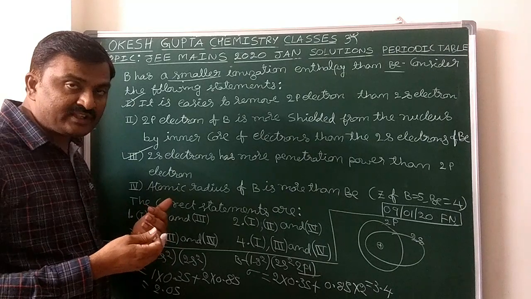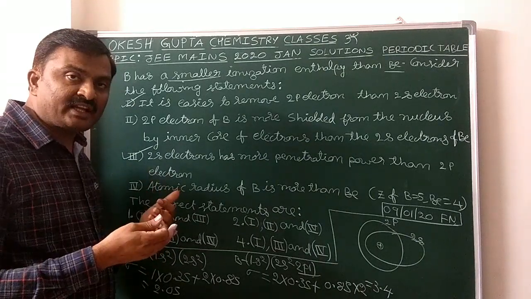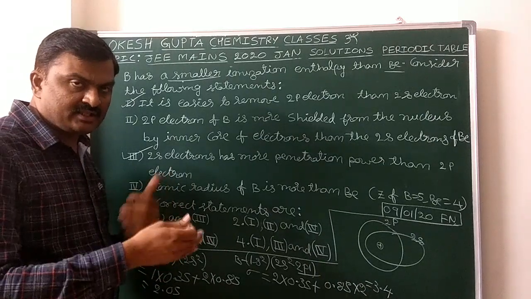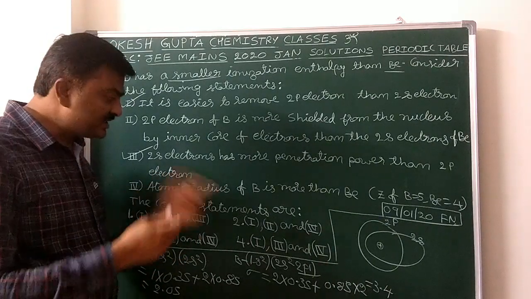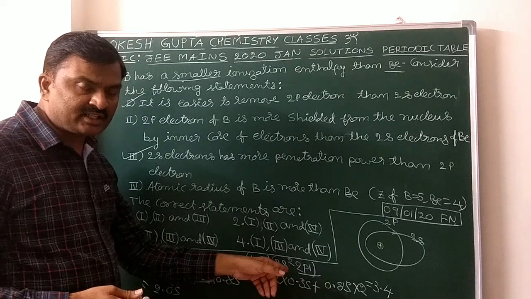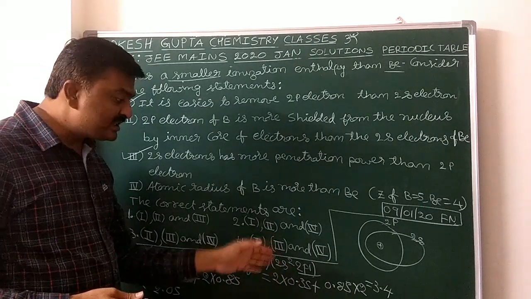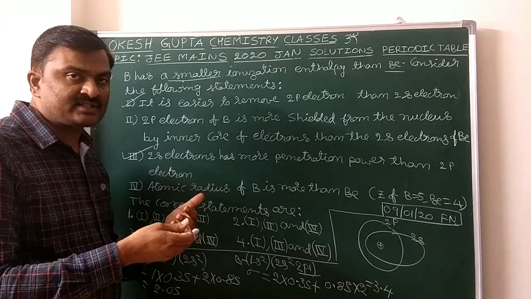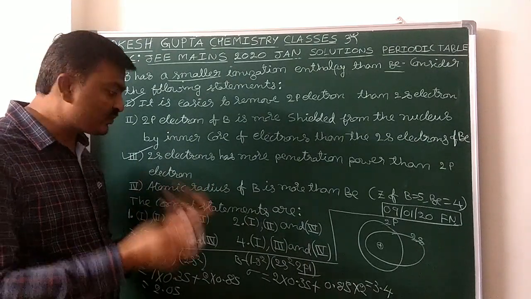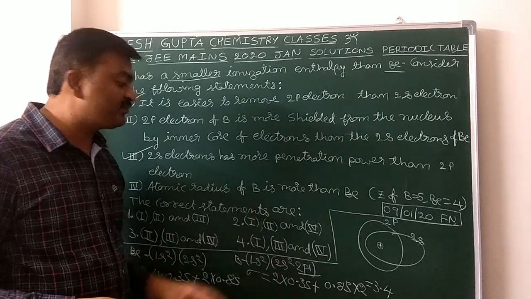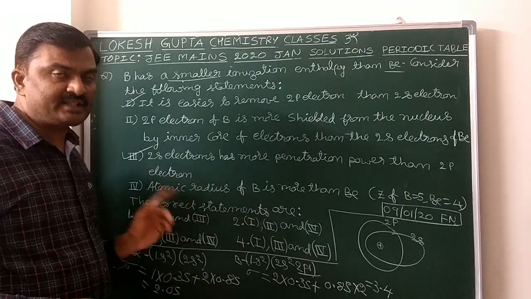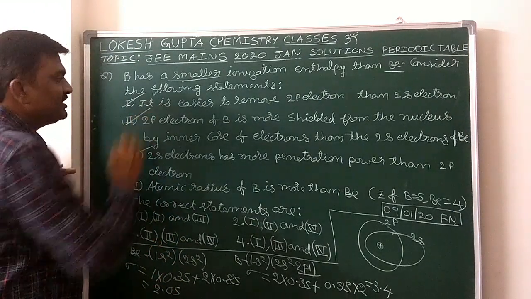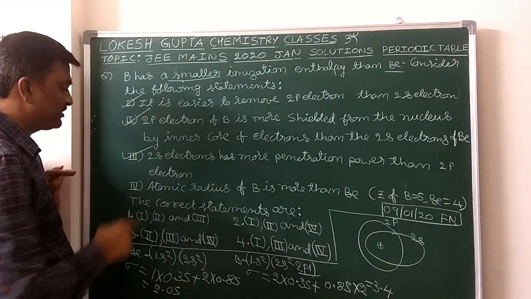So more screening effect means what? Nucleus attraction over the outermost electrons is less. Here there are more inner electrons, so these inner electrons screen the valence electrons more from the nucleus attraction. So finally, nucleus attraction over the 2p electron of boron is less than over the 2s electron. So this second statement is also correct.